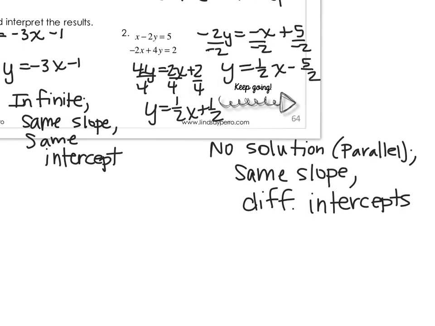All right, for number 2, the first equation in slope-intercept form is y equals 1/2 x minus 5/2. The second one is y equals 1/2 x plus 1/2. So what I noticed is they have the same slope, which is 1/2, but different intercepts. So I know something with the same slope and different intercepts are parallel lines, so they have no solution. Let's move to the next page.